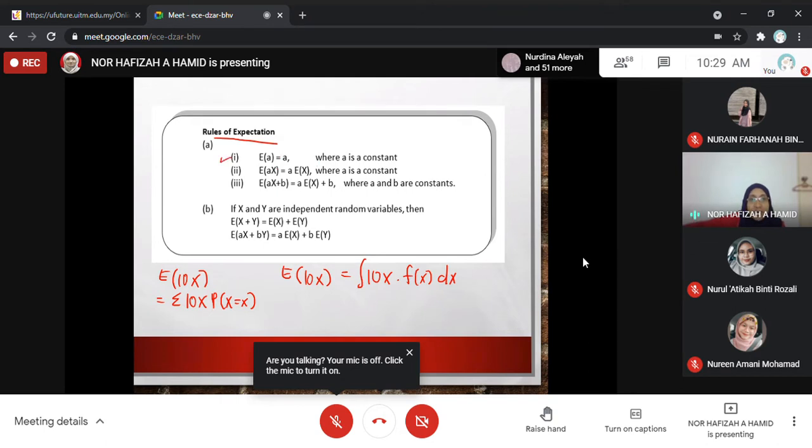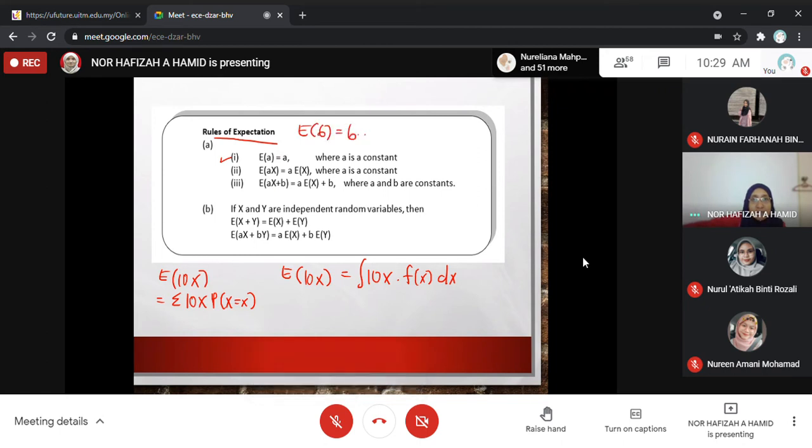For rule number 1, you have E(a) equal to a, meaning that, for example, E(6) is equal to 6. And for rule number 2, E(aX), you can apply this to the example E(10X). Or you can solve it using the rules. So E(10X), if you apply the rule, is also equal to 10 times E(X). So it is easier to calculate.